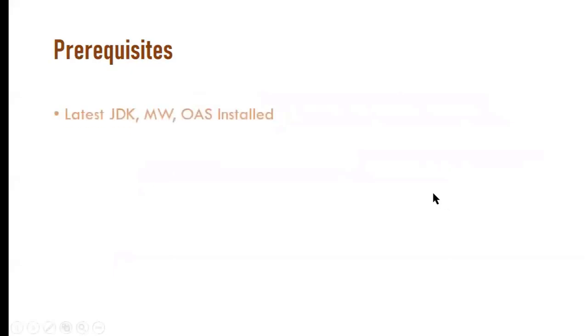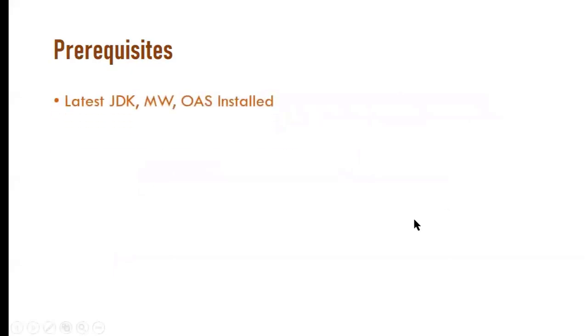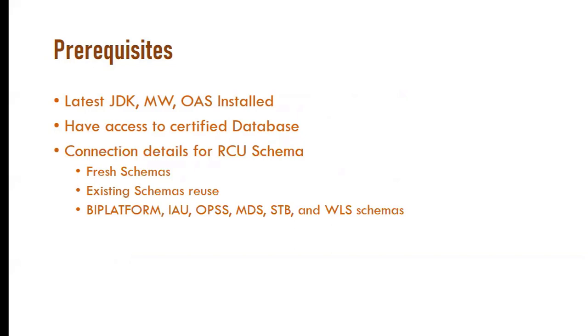The prerequisite for domain configuration. Let us see: the latest JDK and middleware, which was already installed in the previous session, OAS installed, and then you have access to the certified database. In our case, we are using the Oracle database. Fresh schema creation or existing schema, either one will work for the domain configuration.